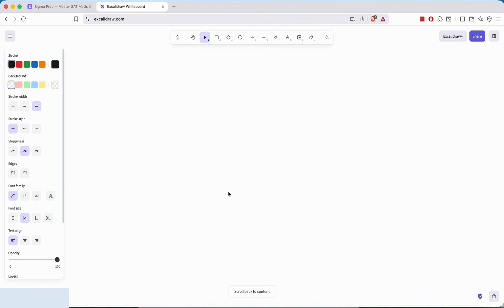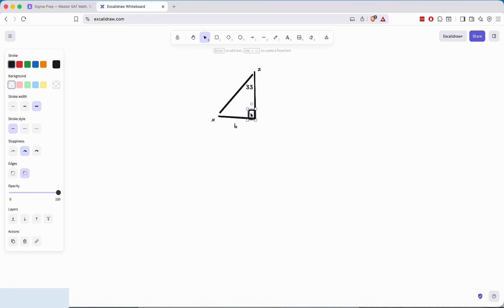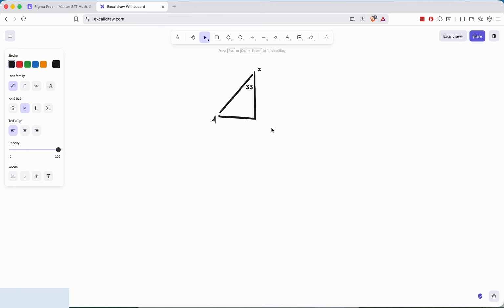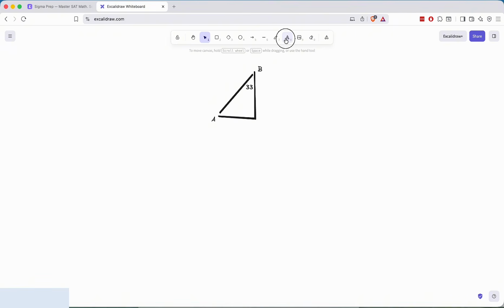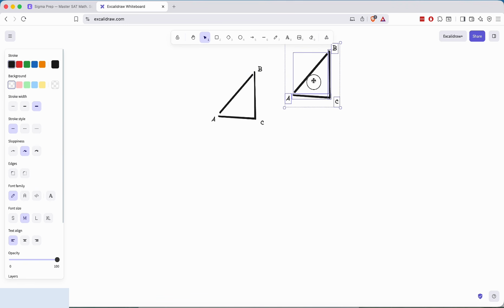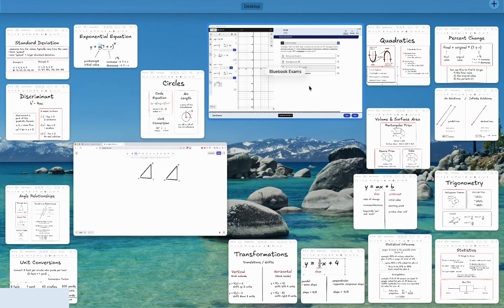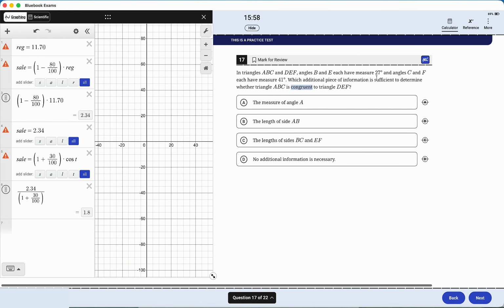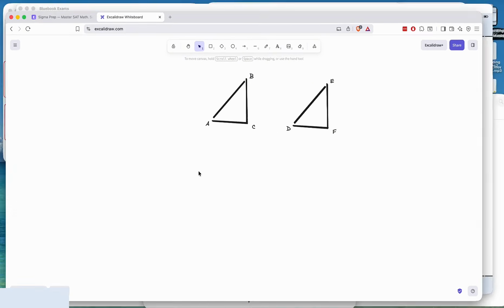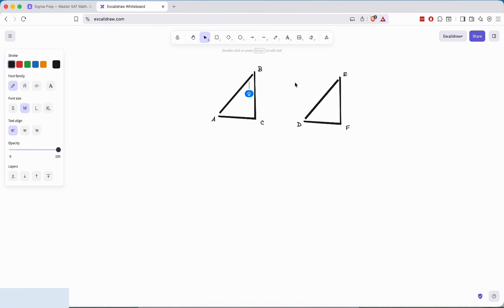Let me just borrow this triangle here. The thing is, we don't know that this is a right triangle, so I get rid of that. So we have A, B, and then C. And let me get rid of this angle as well. And then we also have DEF, right? That's what they told us. So DEF. And what else did they tell us? They told us that B and E are 27 and C and F are 41, right? So let's go ahead and put those in. And that's what we have.